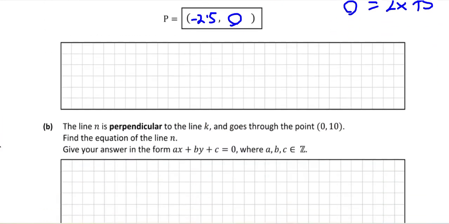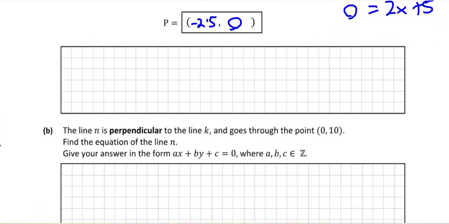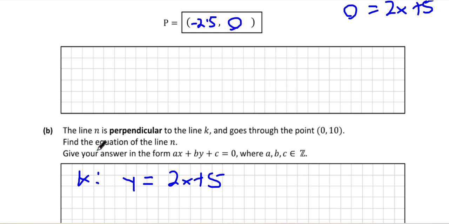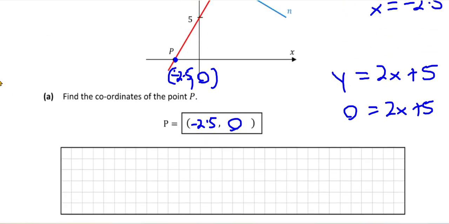Now, n is perpendicular to k. Okay, n is perpendicular to k. Here's k. And what does it want me to do? It wants me to find the equation of line n. The attempt is in the words. What formula should I write down immediately when I see this? I should write down the equation of the line.